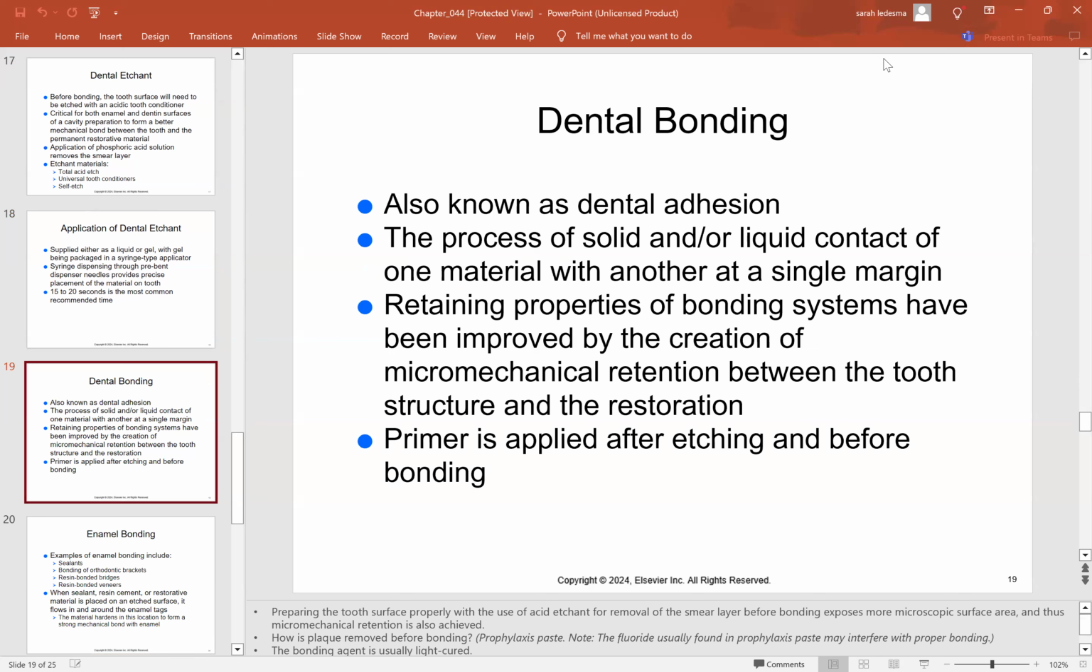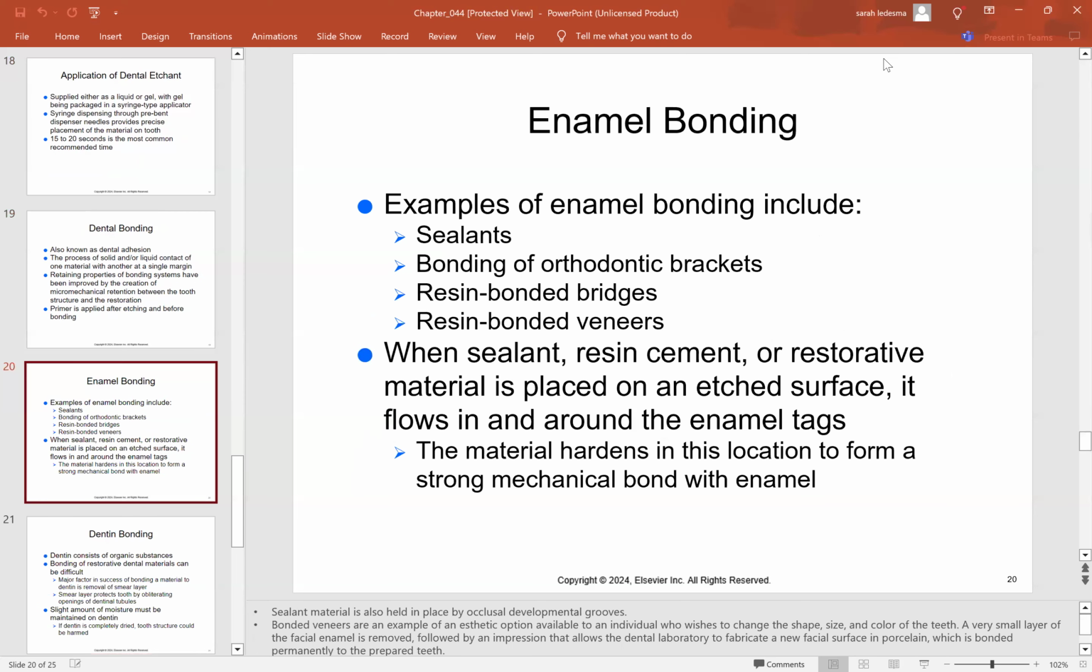Bonding is also known as dental adhesion. This is the process of solid and or liquid contact of one material with another. It has retaining properties, and a primer is applied after etching and before bonding. When sealant, resin, cement, or restorative material is placed on an etched surface, it flows in and around the enamel tags, and this creates that mechanical seal.